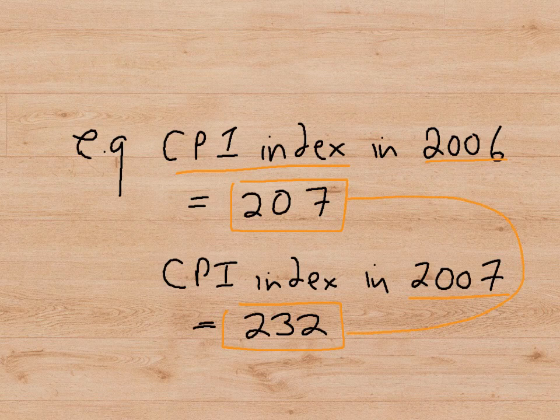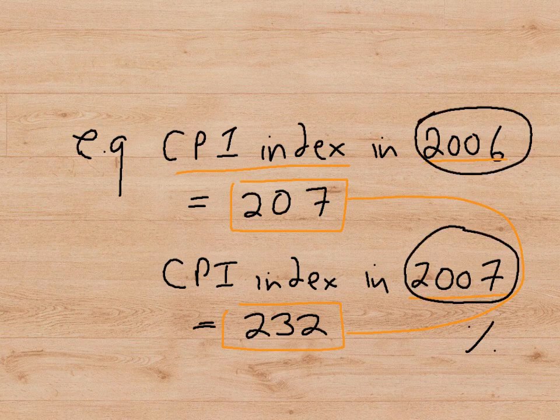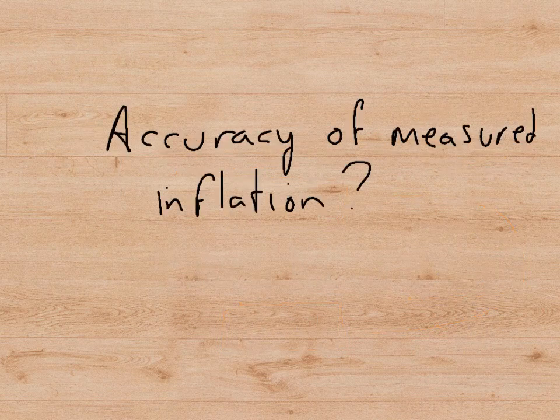So in this case, the index was 207, and it rose to 232. So if we measure the percentage change between 207 and 232, this will tell us the rate of inflation between 2006 and 2007. That's the theory, and that's how inflation is calculated. However, what affects the accuracy of this calculated inflation? How do we know that the percentage rate of inflation that we are reporting is the right one?